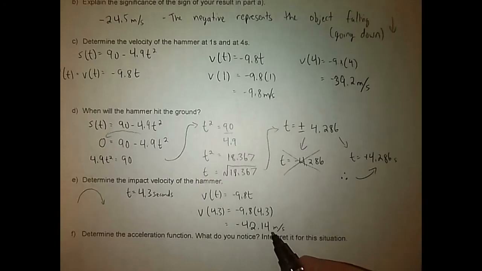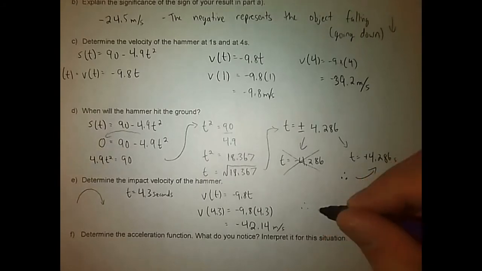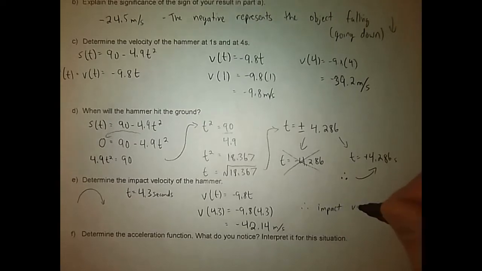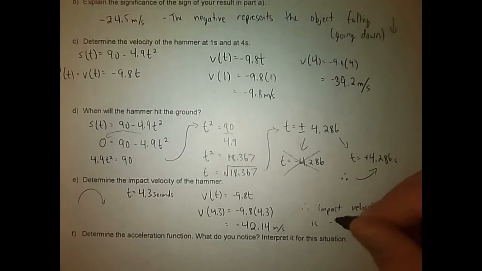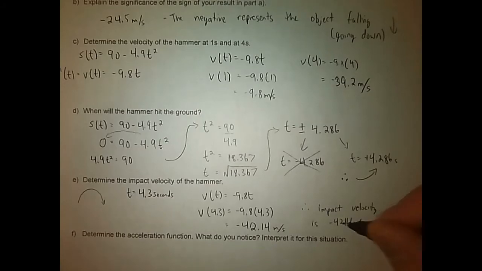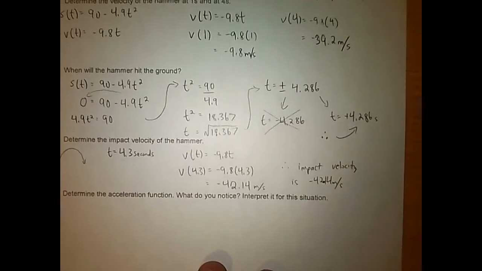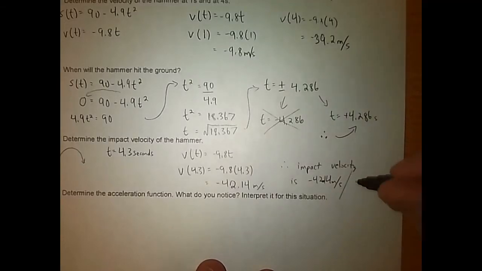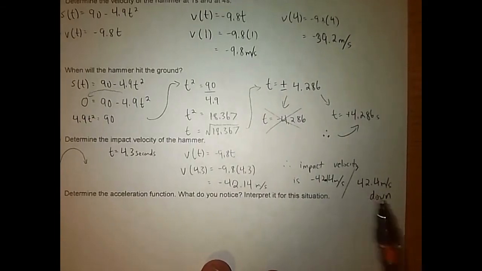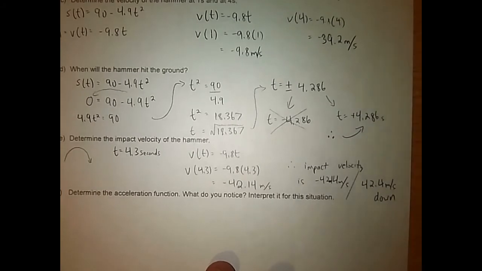So again, we have a negative value. We can say, therefore, impact velocity is negative 42.14 meters per second. Or you could just put a positive value, 42.14 meters per second, and then assign a direction, down. Because a negative means downward, if you write it like that, you can make this positive, but make sure you incorporate the direction, which is downwards.